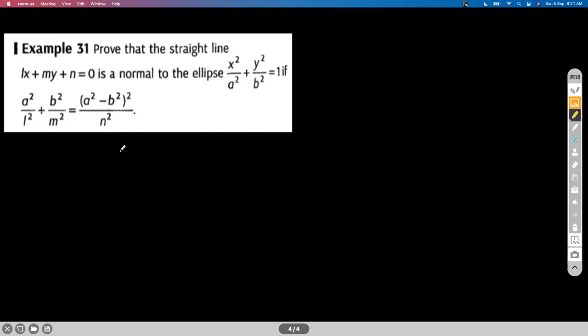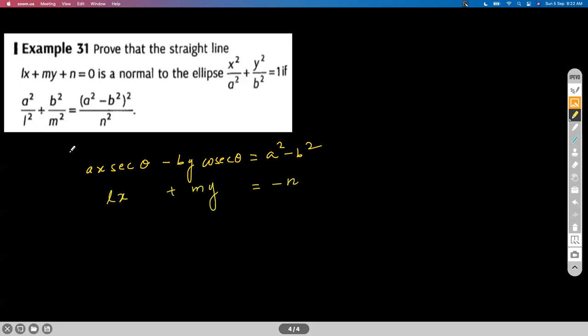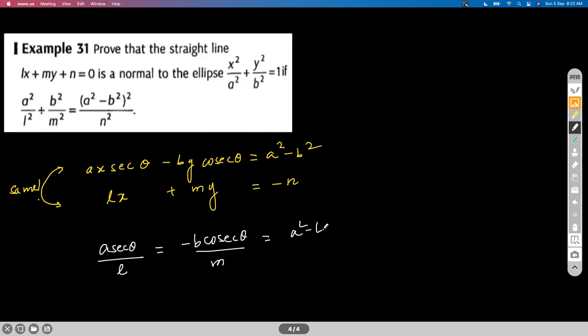Done. See, you can start with the equation that we had discussed for the parametric form. So this was the equation in the parametric form, ax sec theta minus by cosec theta is equal to a square minus b square. Now you are trying to claim that this line is exactly the same. Excellent, Archit. Okay, same way, compare the coefficients. So a sec theta by L minus b cosec theta by M is equal to a square minus b square by minus N. Isn't it?